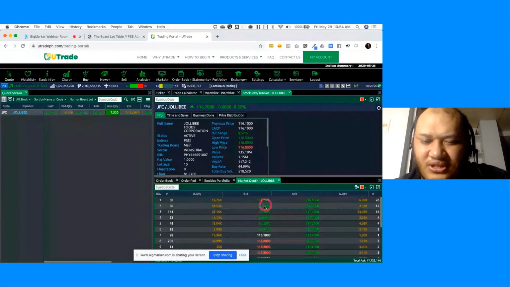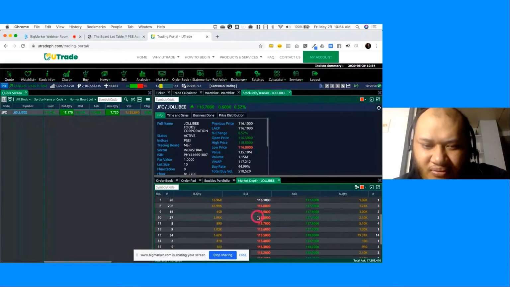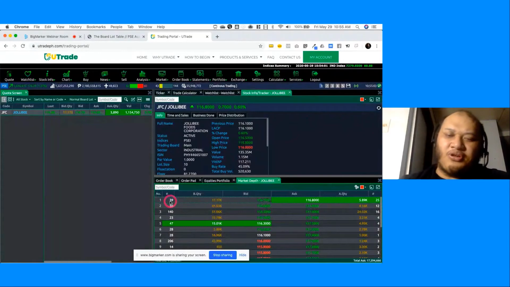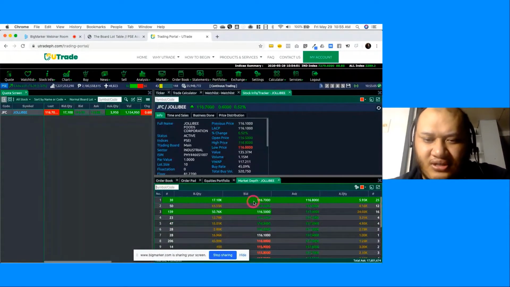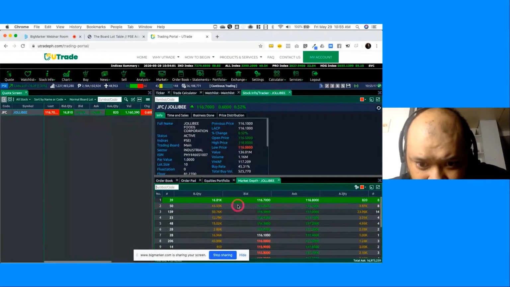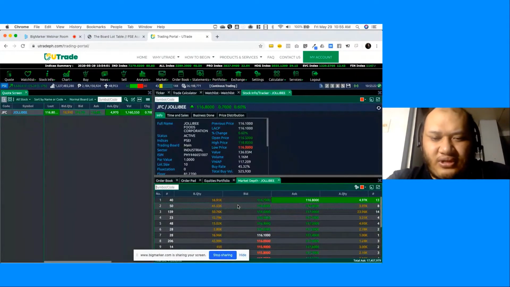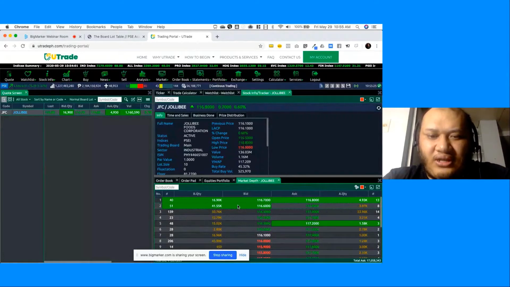So at 116.70, these are the number of bids at this price. For 116.70, there are 38 people who wanted to buy it, for a total of around 16,900 shares, or 16,901, or 991. So that's that.